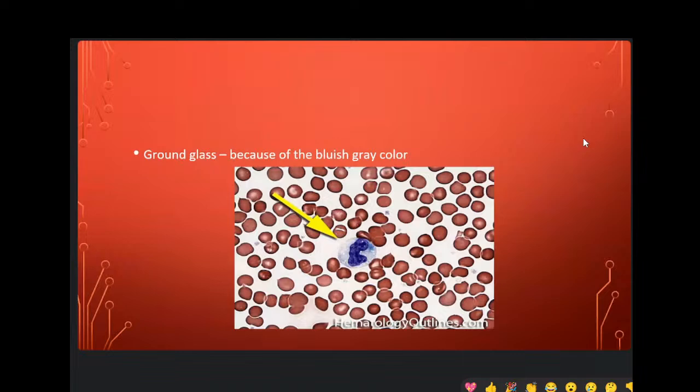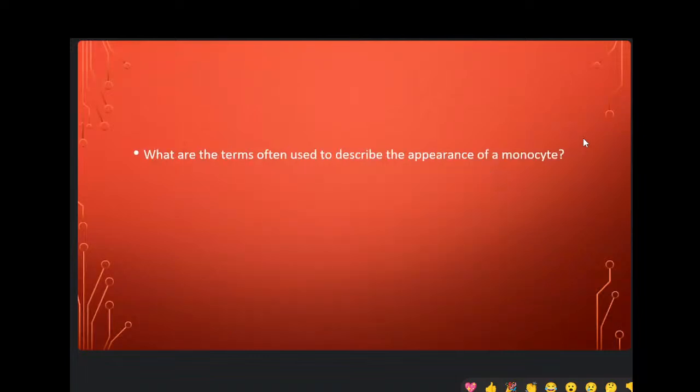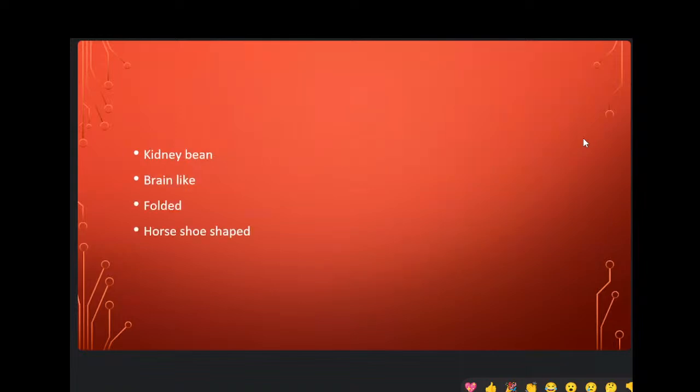Okay, clear. And you also have to look at the appearance of the nucleus. I think that's the next slide: describe the appearance of the monocyte. You have four terms actually. If you look at different sources, some of them would say kidney bean, some would say brain-like, some would say folded, others may say horseshoe shaped. What I often see is the kidney bean and the brain-like convolutions.